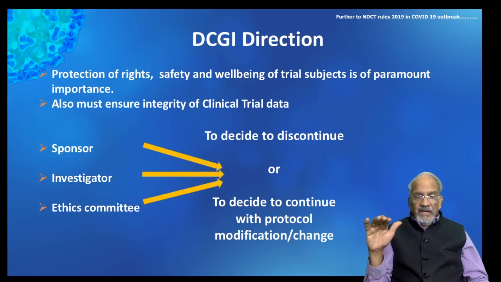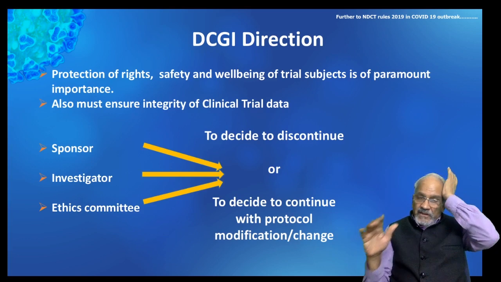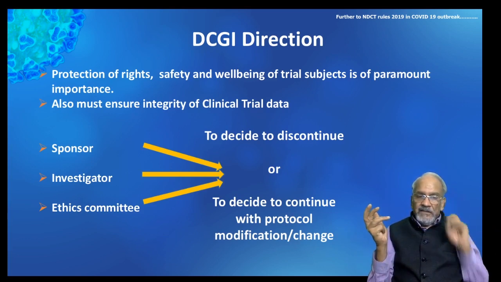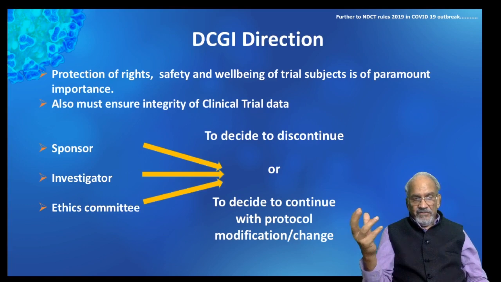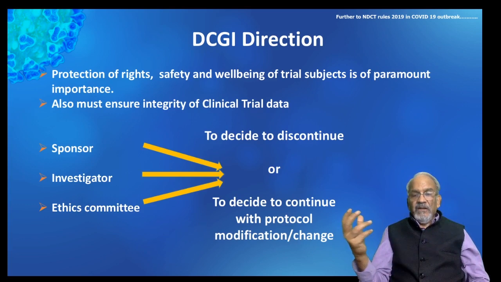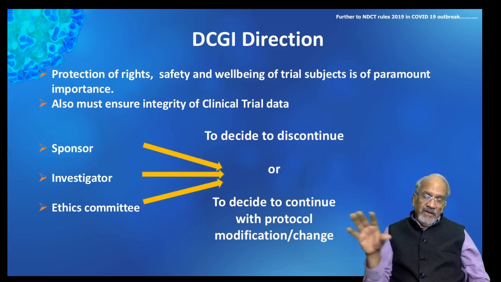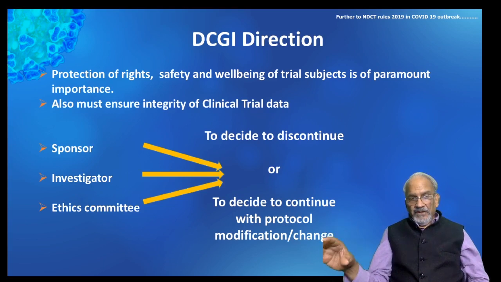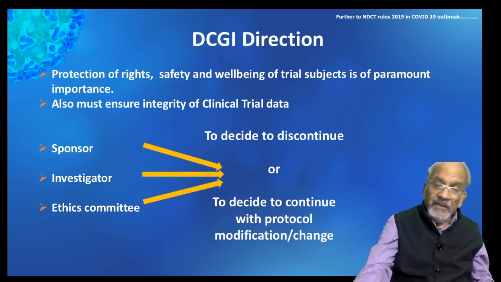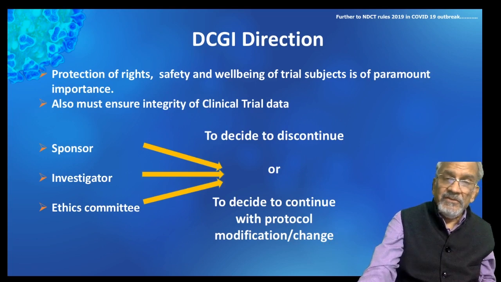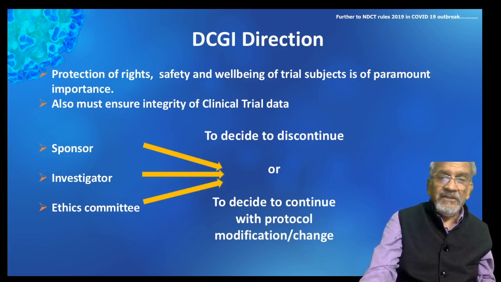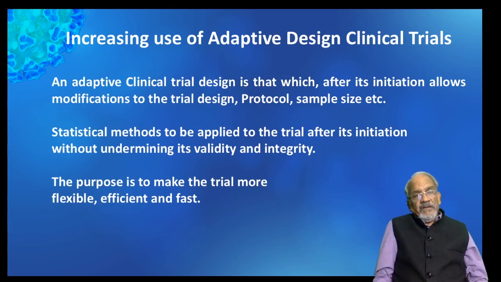So the DCGI notification says that in such a situation, the sponsor, investigator, and the ethics committee should have a conference, meet in consultation, and decide whether to discontinue the trial, or if the trial is to be continued, then what protocol amendment needs to be done, what modification, what change in the protocol needs to be done. Even if there is no time to inform the DCGI immediately, do that in the best interest of the patient and inform the DCGI later.